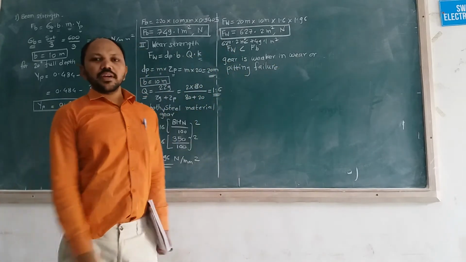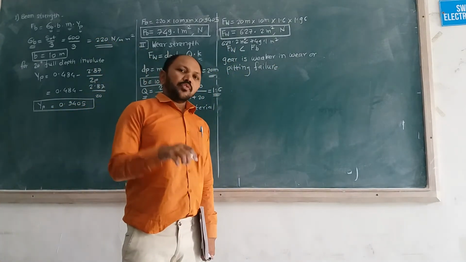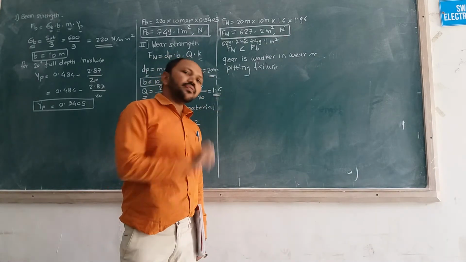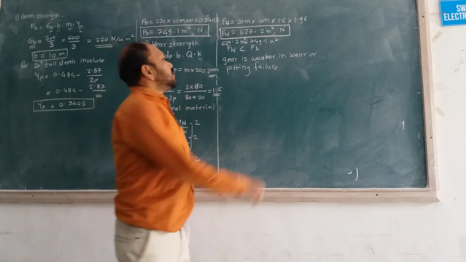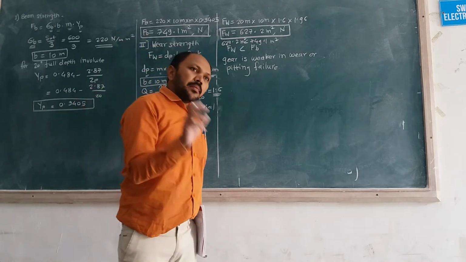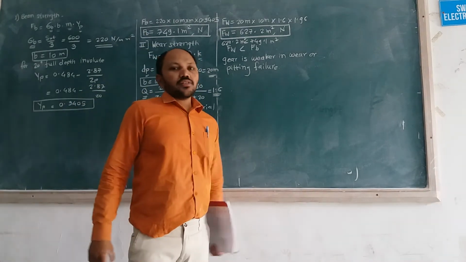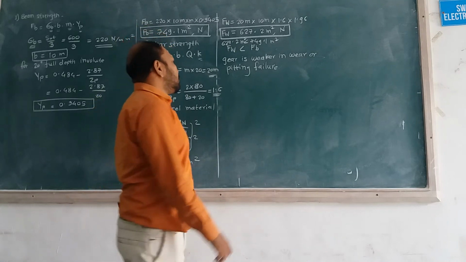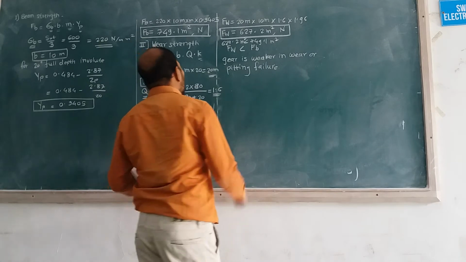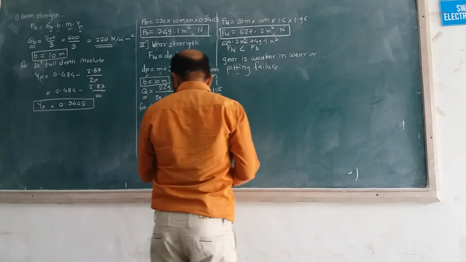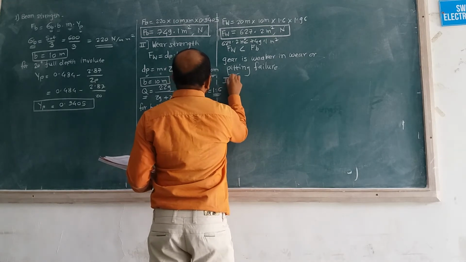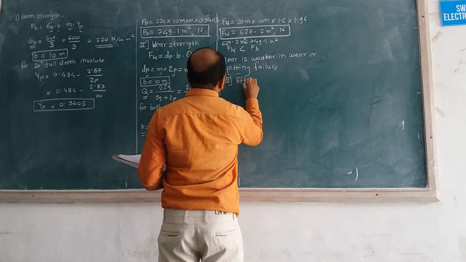From this statement we get that Fw is less than Fb, and what is the meaning of this? That is, the gear is weaker in wear as compared to bending. Fb is nothing but bending, Fw is nothing but wear failure. So wear failure is more important in designing this spur gear. So the gear is weaker in wear, and we focus on wear failure, which is also called pitting failure. So the next step, that is the third step, is effective load calculation.